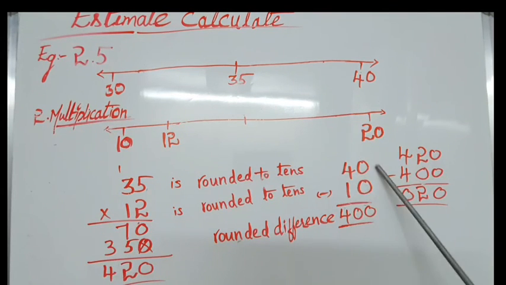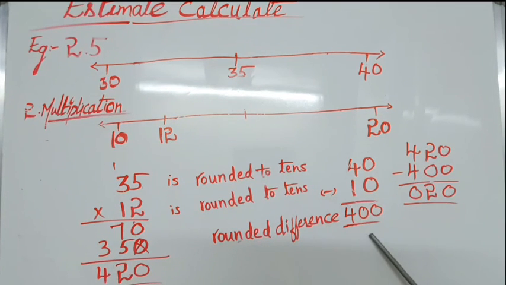Now we have to multiply these two numbers. If we multiply, we get 400. Now we have to find the difference between the actual number and the rounded number. So we have done it here. We got the difference 20. So that is our answer. In this way you have to do your multiplications.